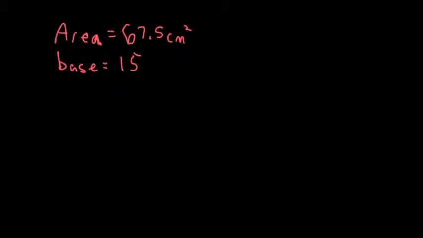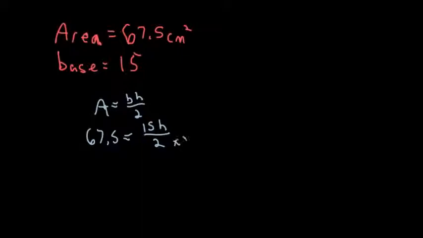Alright, so now we're given that the area of a triangle is 67 and 5/10 centimeters squared, and the base is 15. So we've got to put those numbers into our formula to find what our height is. So again, you can use either formula. So I'm going to start with base times height divided by 2. I'm going to put the numbers I know. So I know my area is 67 and 5/10. I know my base is 15. So I have 67 5/10 equals 15 times h divided by 2. First thing I need to do is get rid of the divide by 2, so I'm going to multiply both sides by 2.